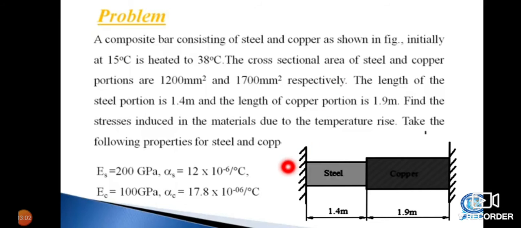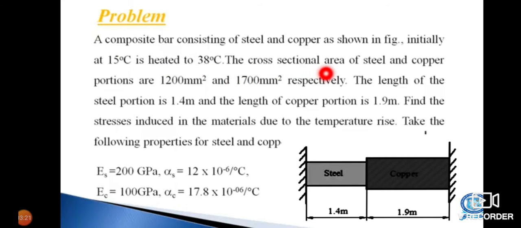Okay, that is the diagram. Steel and copper are given in the diagram. The first one is steel, the second one is copper. The area of the steel is smaller compared to copper. Initially, at 15 degrees Celsius, it is heated to 38 degrees Celsius.